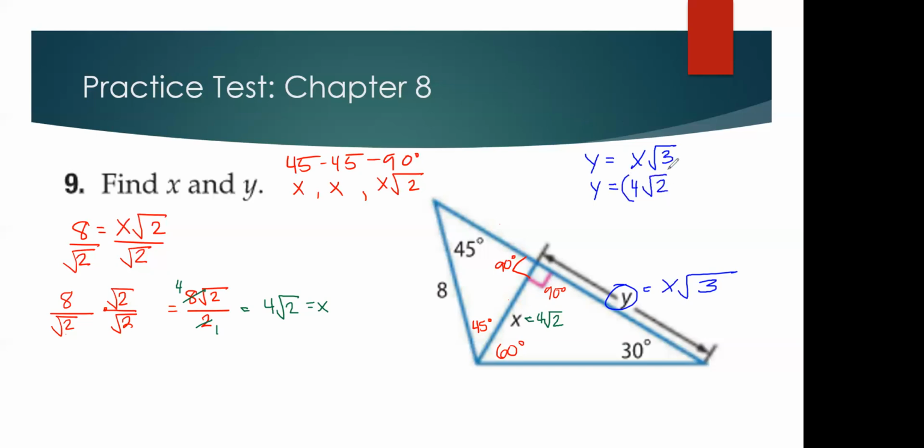Okay, so we're plugging in the value we just figured out for x, and then we're going to multiply that times the square root of 3. Okay, so we have 4 times the square root of 2 times the square root of 3, which is the square root of 6. Okay, and there's no perfect square there, so that's as far as we can go. So x is equal to 4 times the square root of 2, and y is equal to 4 times the square root of 6. Okay.